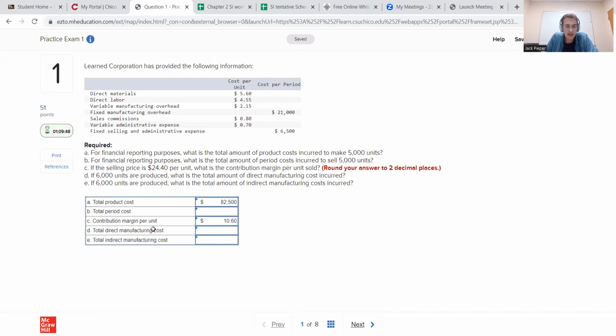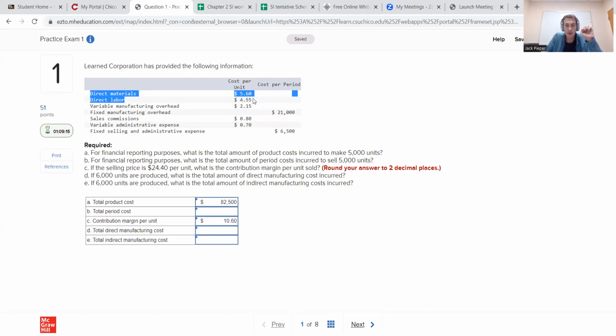All right, total direct manufacturing cost. Okay, remember from chapter 1, there's three important things in this scenario. One is total, which means we're dealing with all the units, so the realized activity of 6,000. Direct, which means direct materials and direct labor. And manufacturing costs means that it's going to be these four. However, the direct manufacturing cost would just be these two.